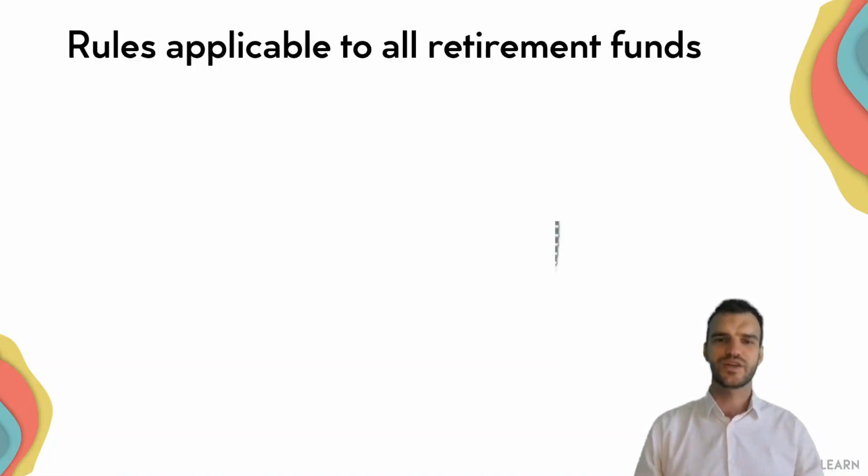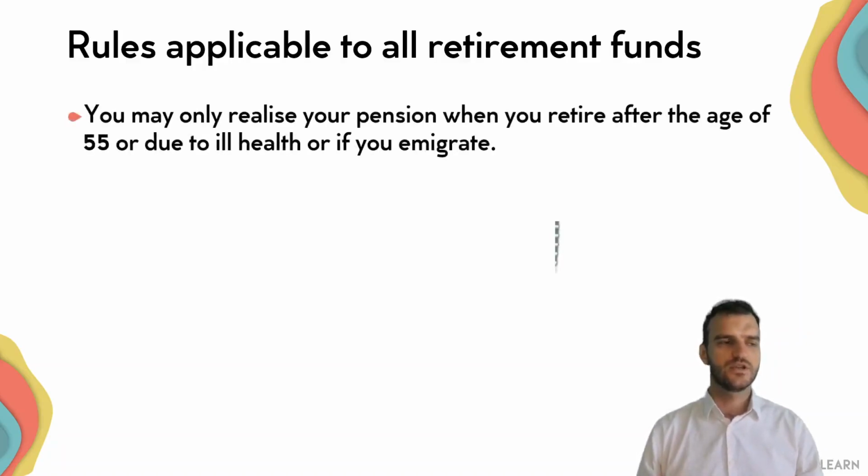So now we are looking at the rules that are applicable to all retirement funds. You may only realize your pension or provident fund or retirement annuity when you retire after the age of 55, or due to ill health, or if you emigrate. You may also access your pension or provident fund if you lose your job, but you're going to be taxed at a higher rate if you do so.